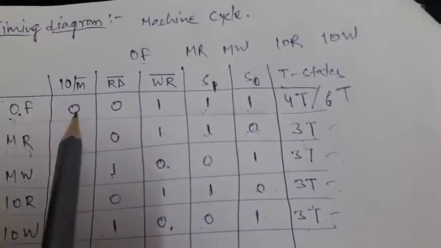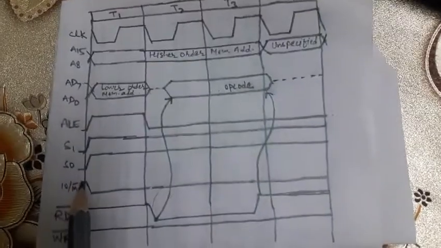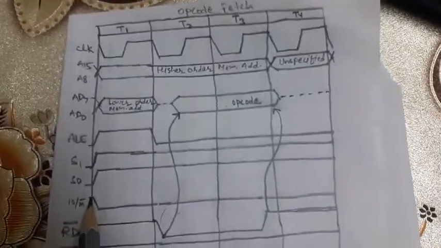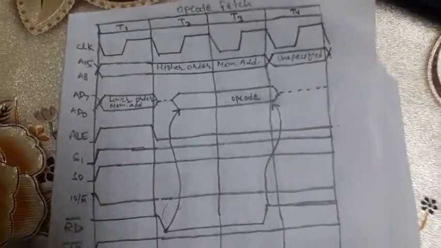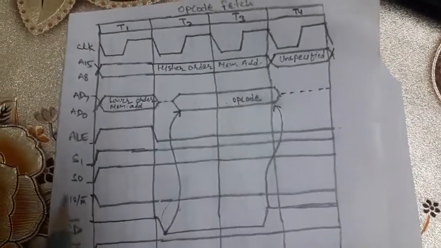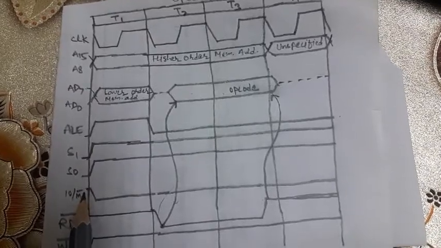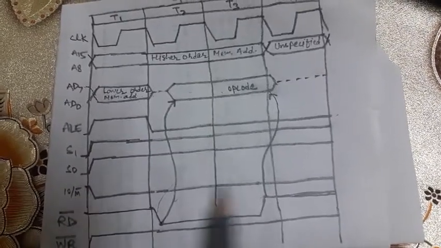Now IO/M bar, for opcode fetch the IO/M bar value is 0, so I kept this value 0, like this it will go to 0. Suppose it was high for the machine cycle earlier than this opcode fetch, but now when opcode fetch is beginning, this will become 0.